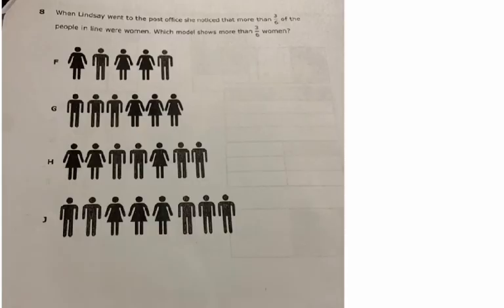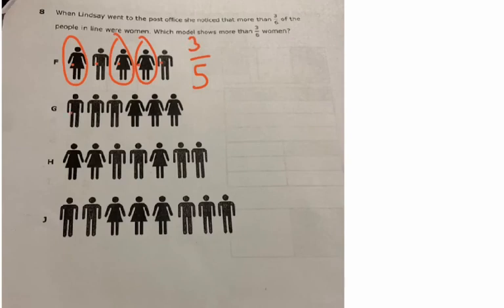Okay, question number 8. When Lindsay went to the post office, she noticed that more than 3/6 of the people in line were women. Which model shows more than 3/6 women? So the first thing you have to do is make a fraction for each. On this one, you're just going to count how many people you see. So let's do F. I have 1, 2, 3, 4, 5. So 5 is my denominator. How many of those 5 people are women? 1, 2, 3. Let's go to G.